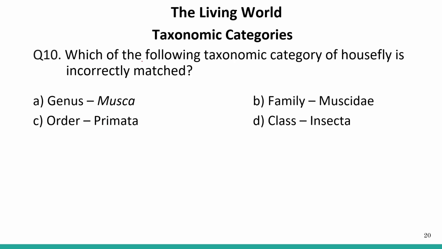The next question is, which of the following taxonomic categories of housefly, Musca domestica, is incorrectly matched? Genus Musca, this is correct. Musca domestica, family Muscidae. Then we have the order Primata. And then we have the class Insecta. So this is also correct. So what should be the answer here? Option C is the answer here. Primata is not an order. Primates is the family, and usually includes apes and monkeys.